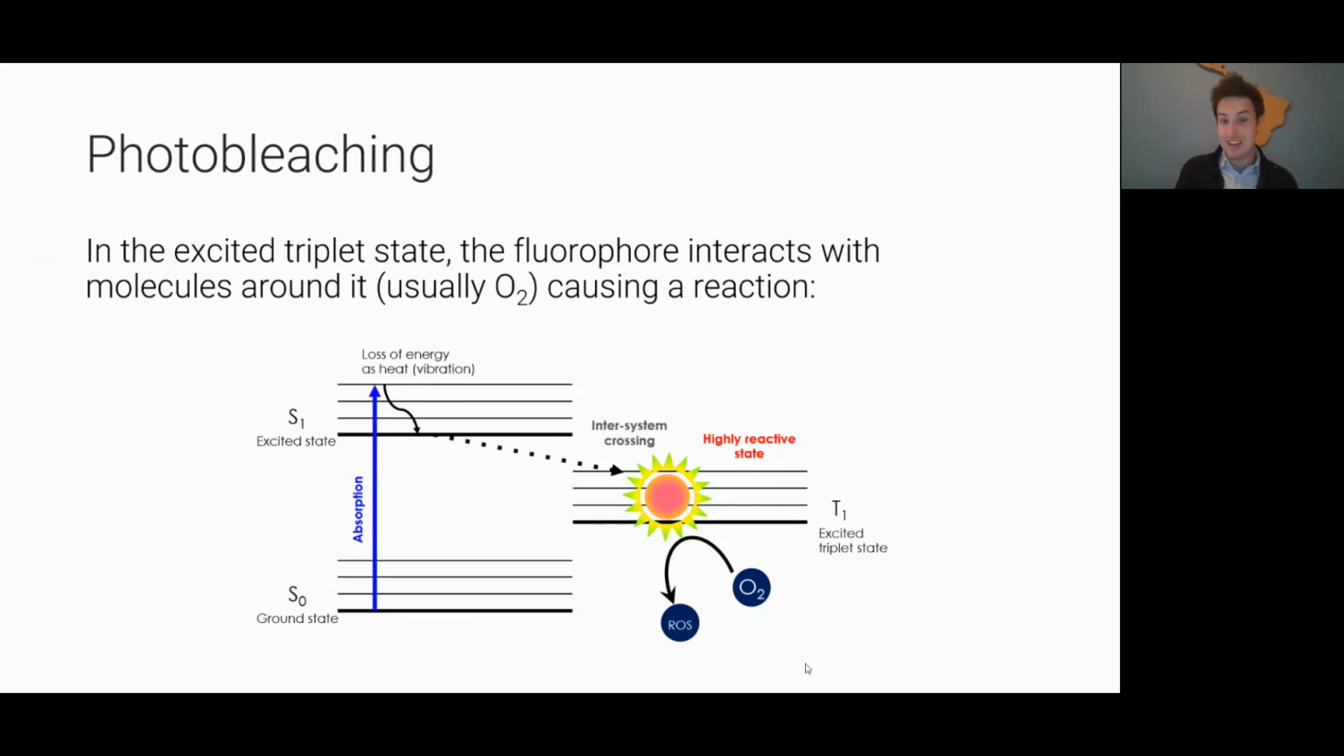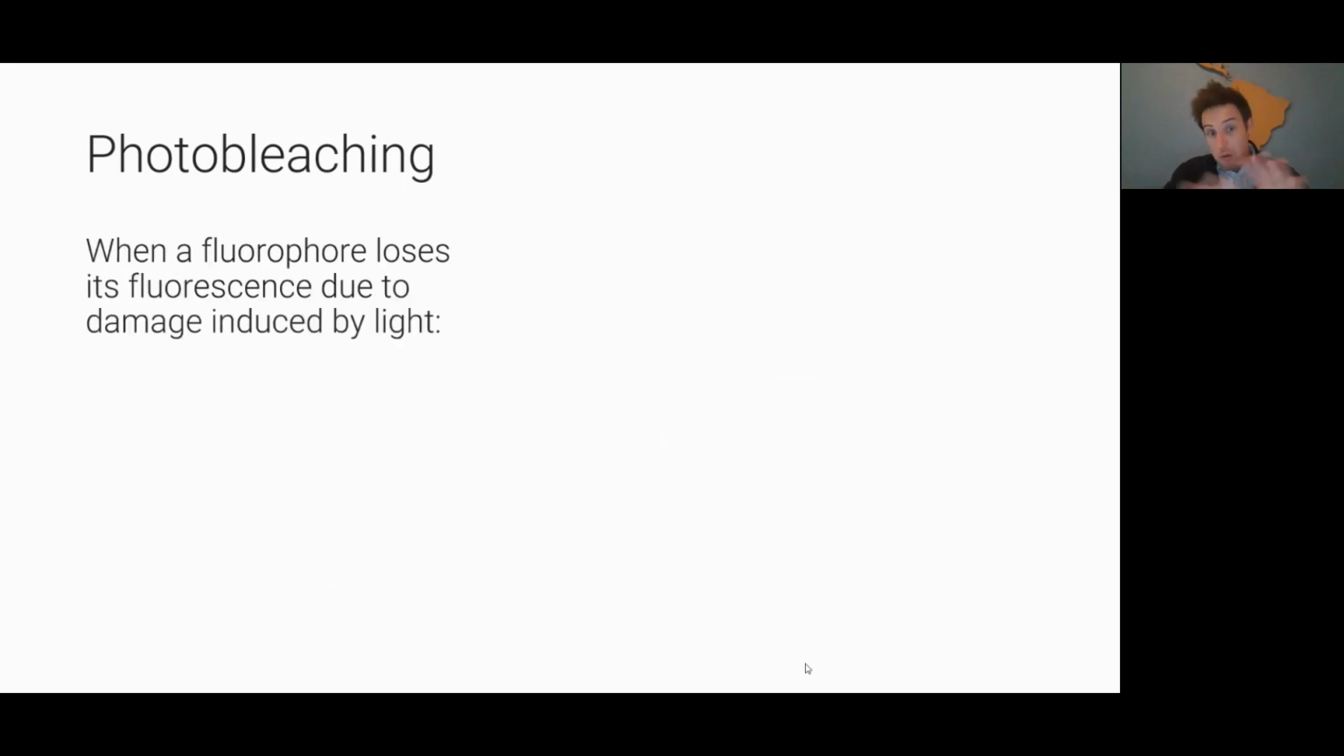But as a fluorescence scientist, with this intersystem crossing to the excited triplet state, which is highly reactive, the molecule can then react with molecular oxygen and lose its fluorescence. That's usually undesirable. Fortunately, this is quantum mechanically, statistically very unlikely, but it does still happen when we're talking about gazillions of molecules. So the general term for this effect is photobleaching, when a fluorophore loses its fluorescence due to this damage, which is often oxidative damage induced by light.